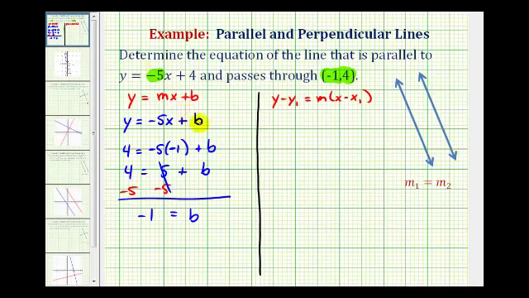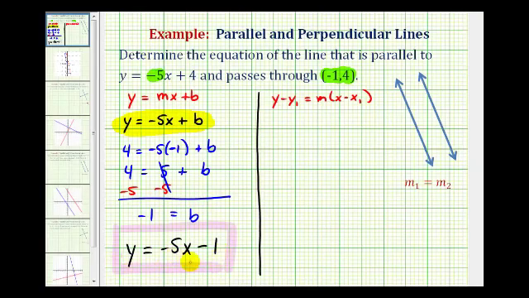So now we can substitute negative 1 for b into this equation here, and we have the equation in slope-intercept form. We would have y equals negative 5x, and then plus negative 1 is equivalent to minus positive 1. So this would be our equation in slope-intercept form.